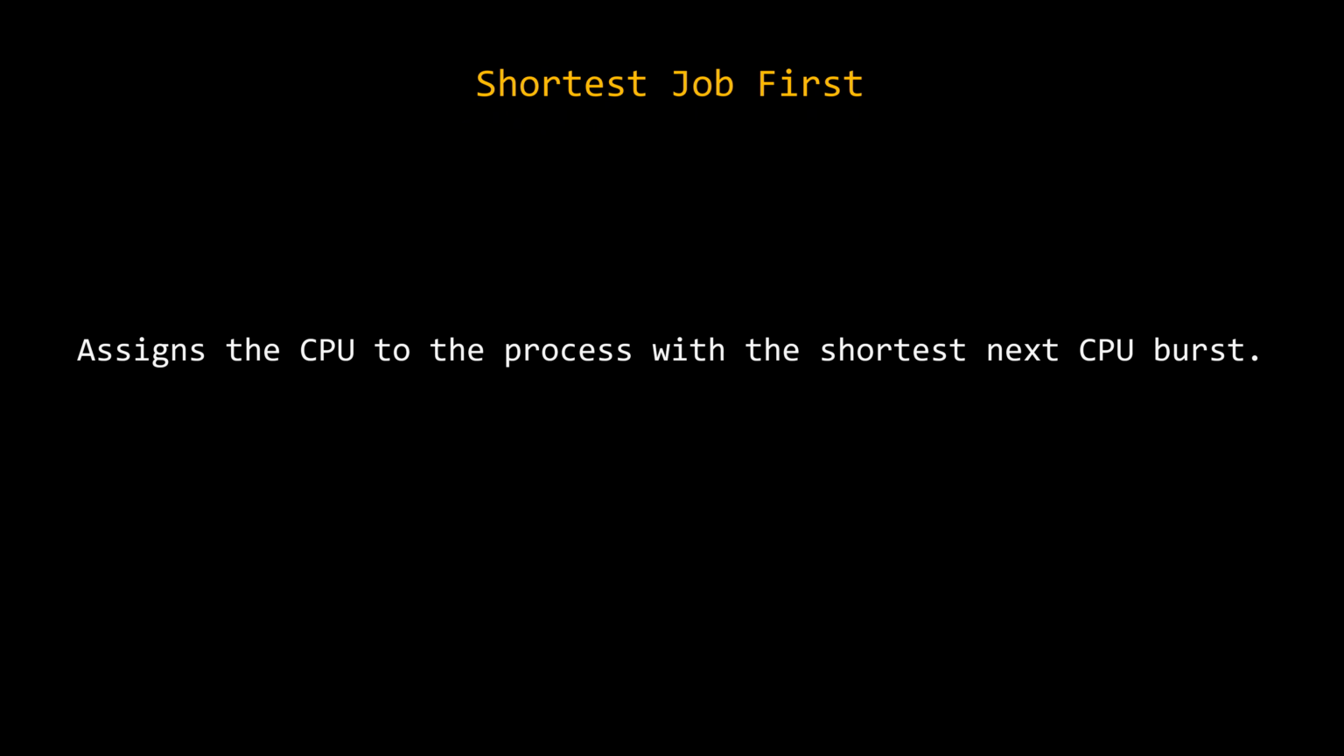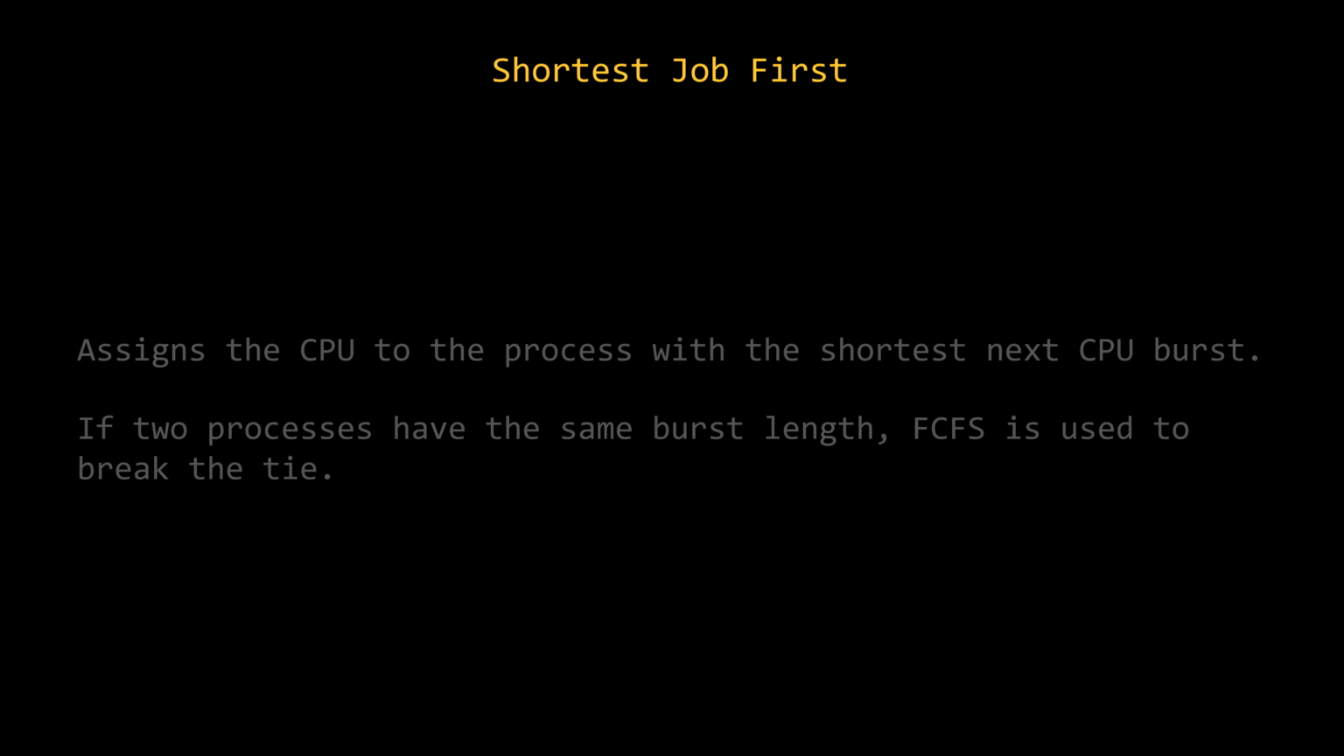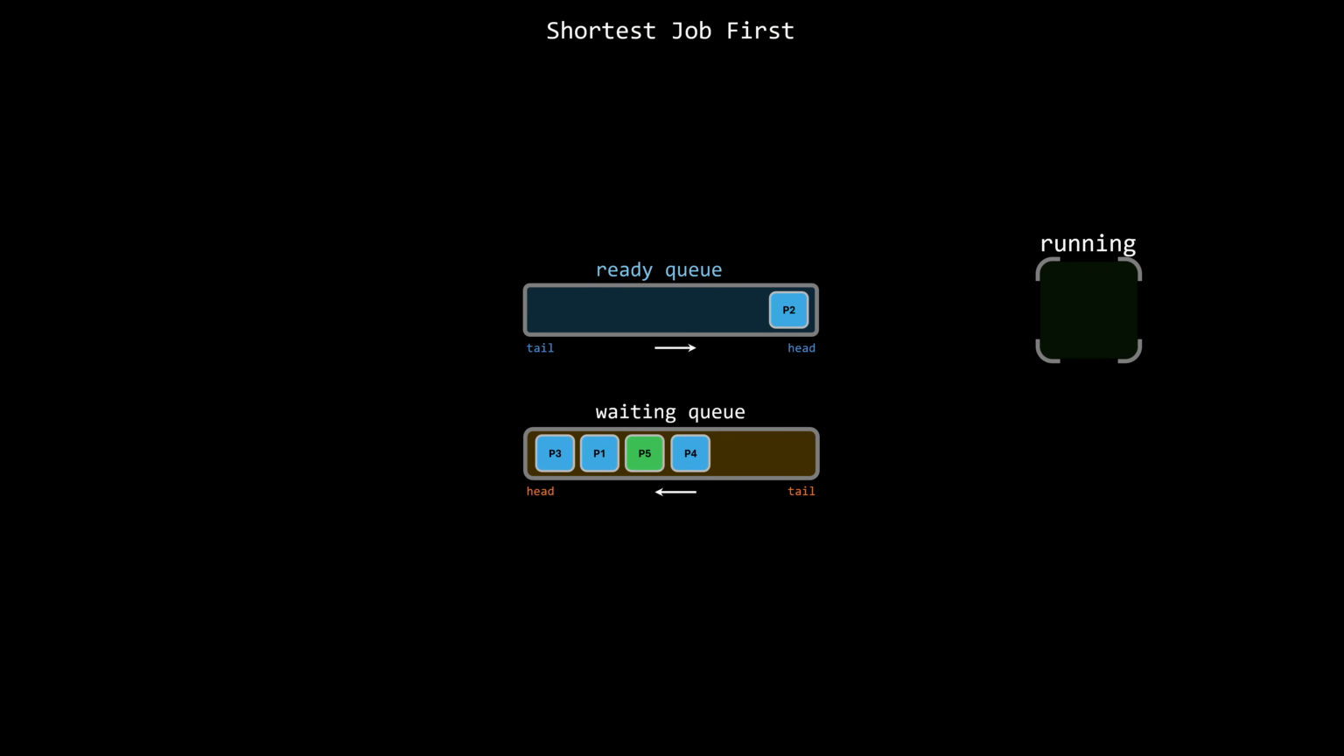Shortest job first assigns the CPU to the process with the shortest next CPU burst. If two processes have the same burst length, first come, first served is used as a tiebreaker. Again, note that a more precise name would be shortest next CPU burst first scheduling, since it prioritizes the next CPU burst rather than the total process length. Most people in books refer to it as shortest job first, so once again, let's stick to that convention.